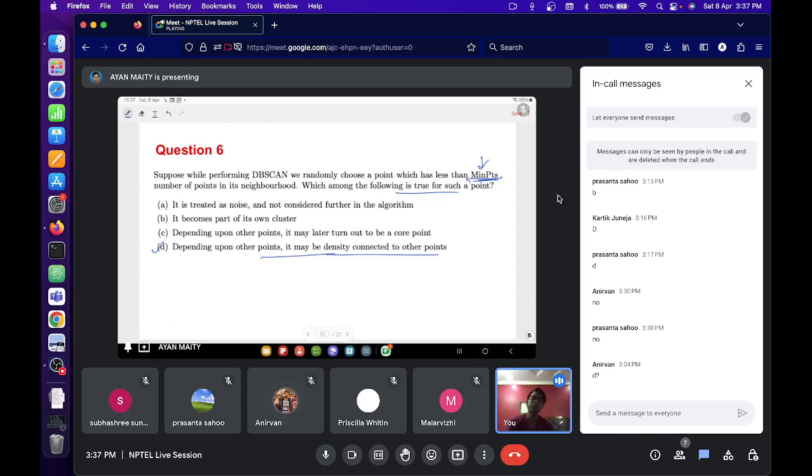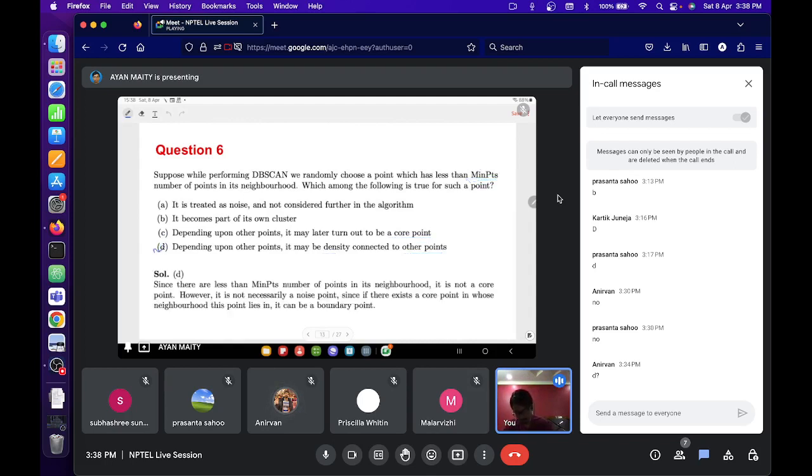Option C is depending upon other points, it may later turn out to be a core point. It cannot be a core point because it has fewer than MinPts points in its neighborhood, so it can never be a core point, but it can become a boundary point which is density connected to other points. So option D is the correct answer.